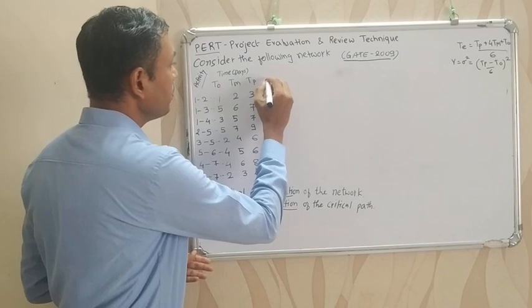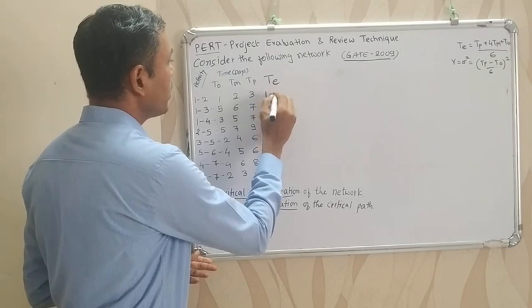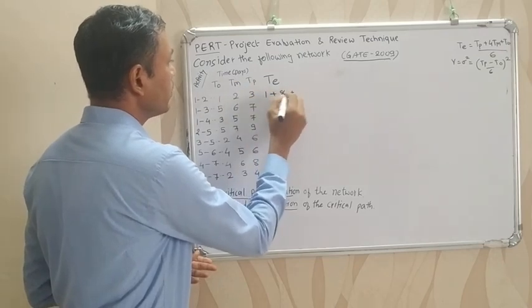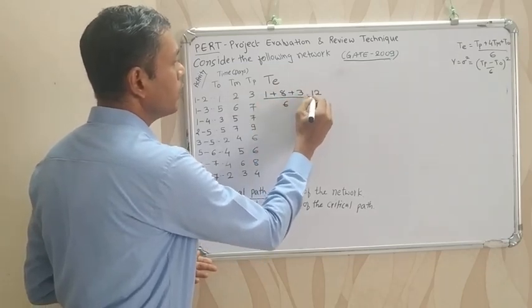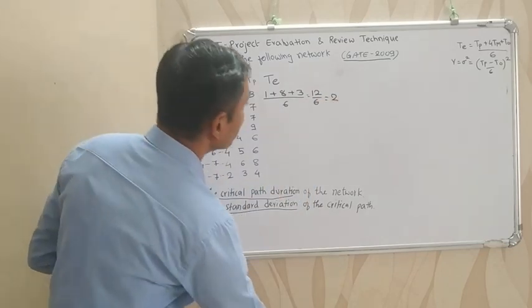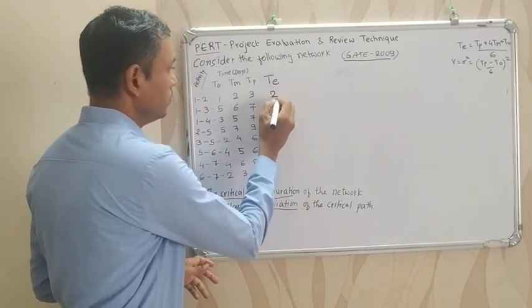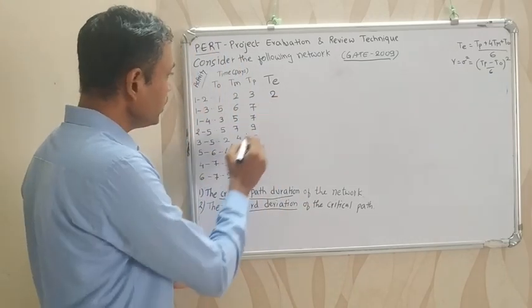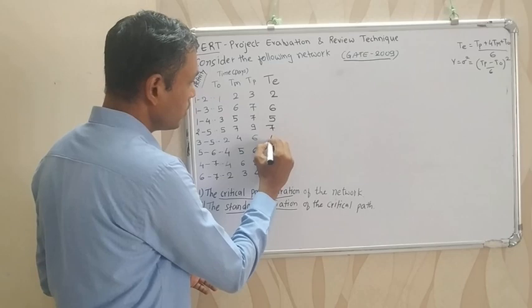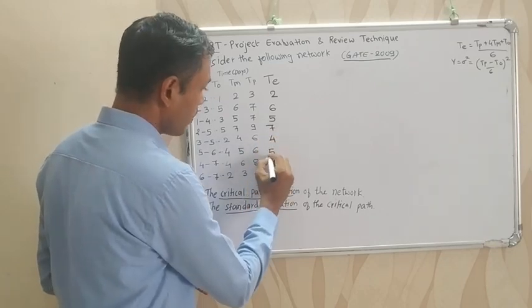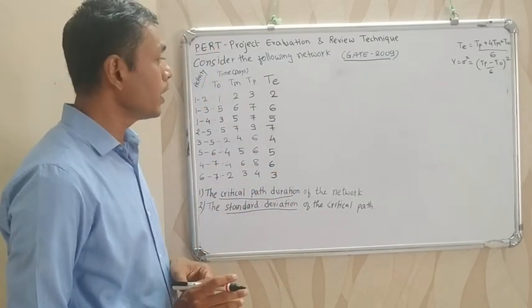First, calculate the estimated time, TE. Estimated time is equal to optimistic time plus 4 into most likely time plus pessimistic time, divided by 6. So it is 1 plus 8, 9, plus 3, 12, by 6. So it is 2. In this way we can calculate the estimated time. For other activities it is 6, 5, 7, 4, 5, 6, 3.